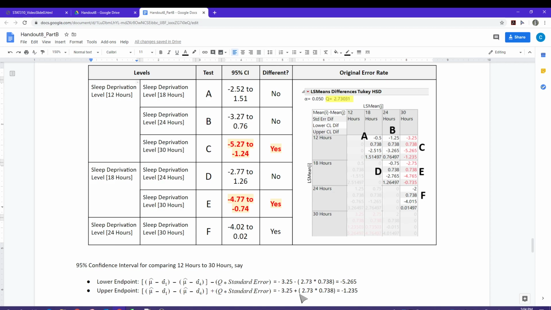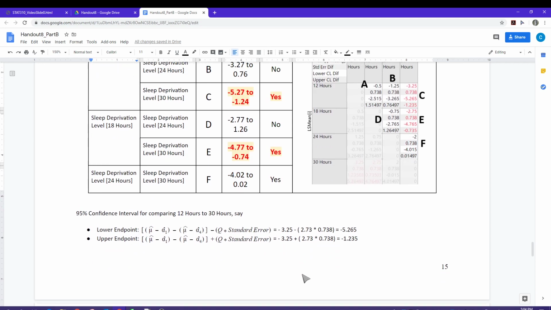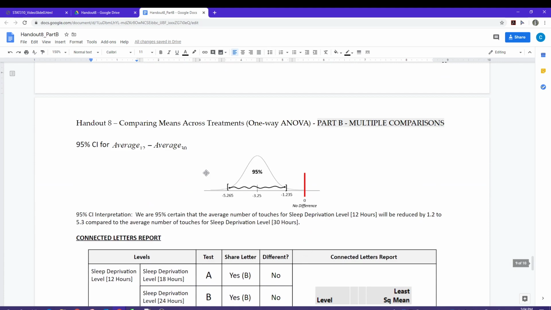Likewise for the upper, instead of doing minus, I do plus there. Now that confidence interval, again, this one's for 12 minus 30 here. This is what this confidence interval looks like, and the interpretation here is provided. So the interpretation here is we're 95% certain that the average number of touches for sleep deprivation level 12 will be reduced by about 1 to 5 touches, average number of touches, compared to level 30.